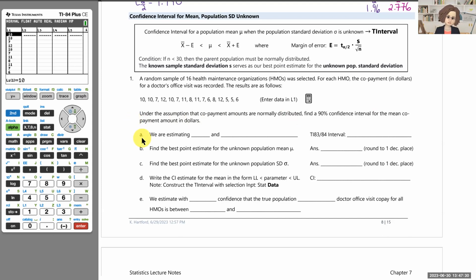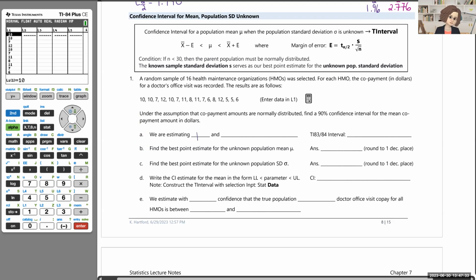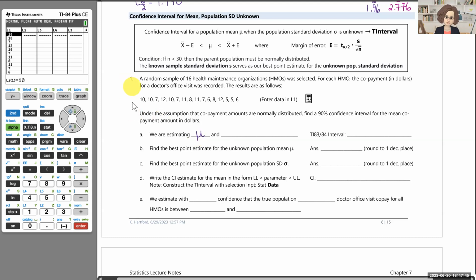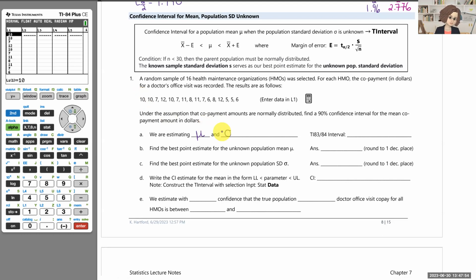All right, so we are estimating mu, the population mean. So that's our parameter. And we always ask ourselves, do we know the standard deviation of the population? In this case, they haven't mentioned sample standard deviation or population standard deviation. So we certainly don't know sigma. So population standard deviation is unknown. And in this situation, we do a t-interval on our calculator.